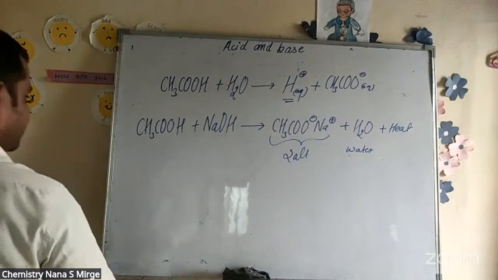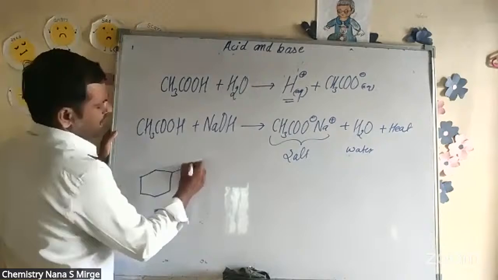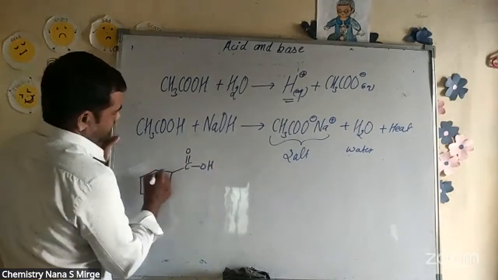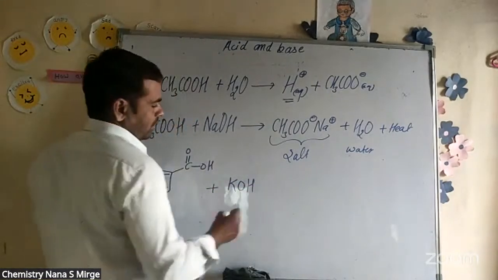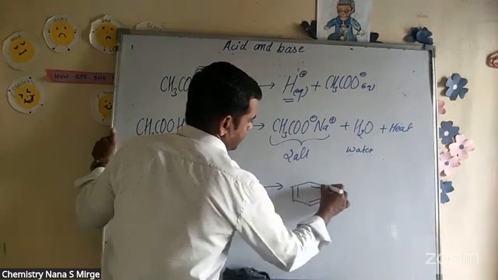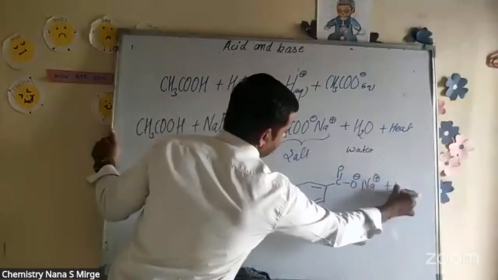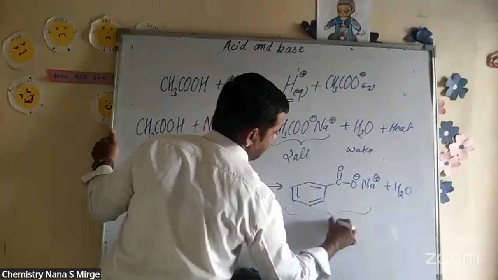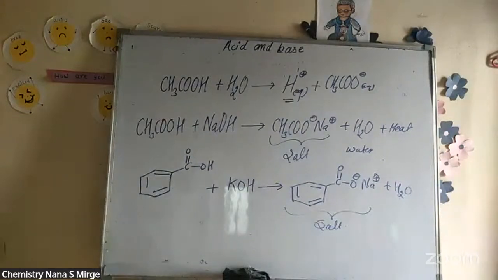Another example: suppose benzoic acid, I have told you its name many times. Benzoic acid reacted with KOH, potassium hydroxide, forms a salt, C double bond O negative, K positive, along with water. It is called a salt. And when an acid reacts with a base, it always forms salt and water, and the reaction is exothermic in nature.